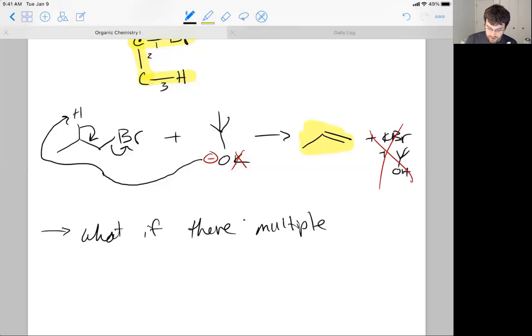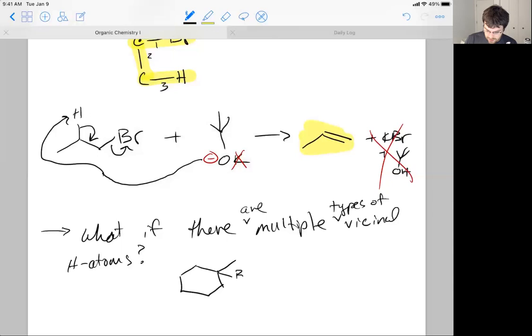So what if there are multiple types of vicinal H atoms? For example, let's say we've got this molecule here. Well, if we put the dot here, we've got 3 hydrogens on the methyl group reaching outside of the ring, along with inside the ring, we've got 2 going down and then 2 going counterclockwise.